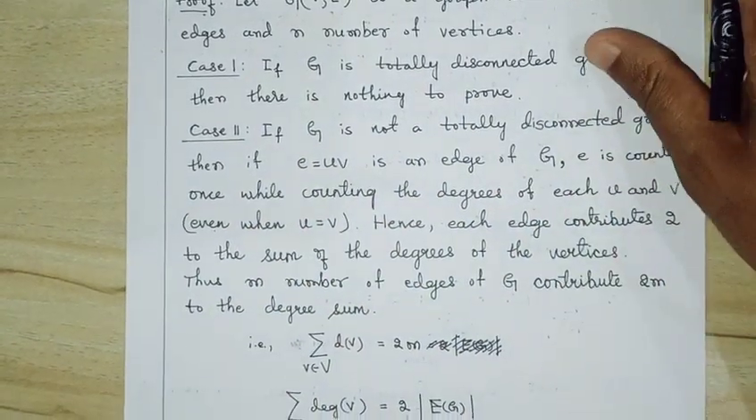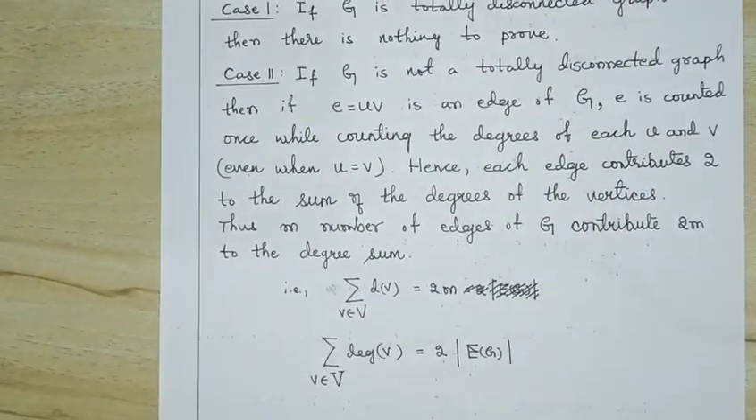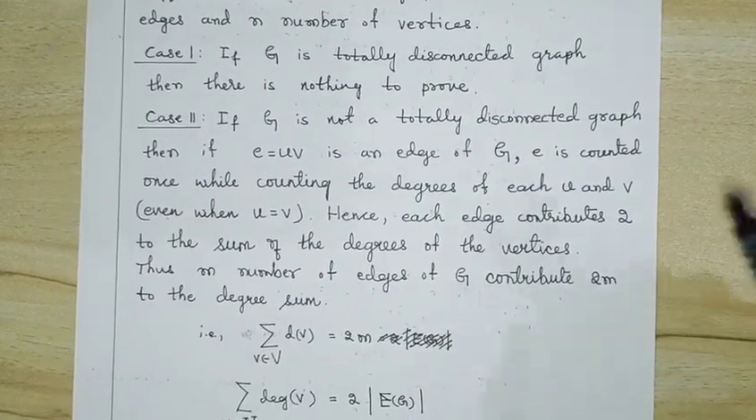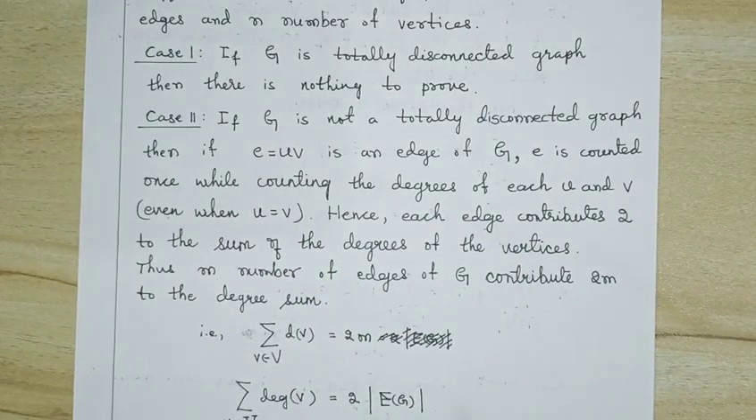Case 1. If G is a totally disconnected graph, that means G has no edges at all. In such a case, there is nothing to prove. The left hand side and right hand side are both equal to 0.